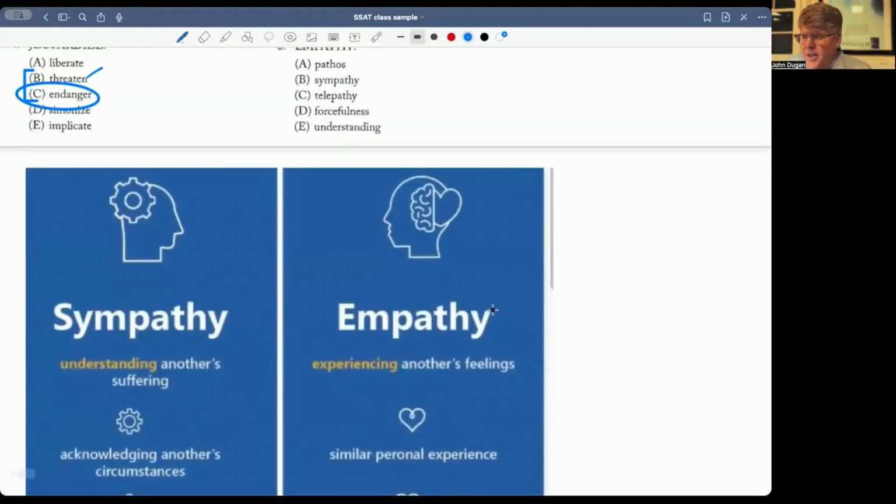Sympathy, I kind of think of that as S. Sympathy, you sort of see that somebody's in trouble. I have sympathy for you. I understand that I see that you're going through a hard time.